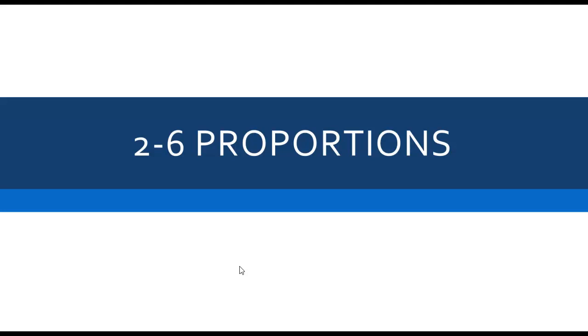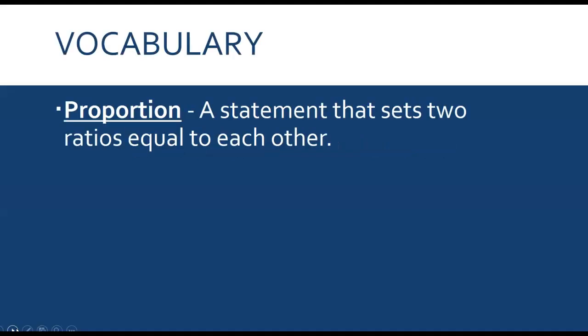Today we are moving into and looking at proportions. Proportions are types of ratios that allow us to solve for a missing piece. So a proportion is a comparison of two ratios that allow us to solve for a missing part. It's a statement that sets two ratios equal to each other.